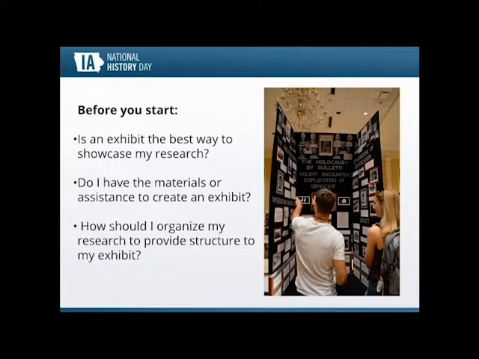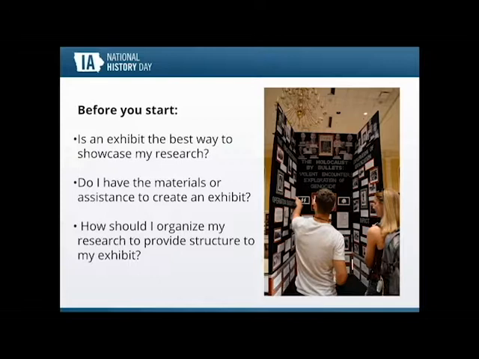All right, so before you get started building an exhibit, we want you to ask yourself a couple questions. Is an exhibit the best way to showcase my research and my topic? Do I have the materials or assistance to create the exhibit? How should I organize my research to provide structure to my exhibit? So Andrew, can you kind of share with students what are some best ways to prepare your research and building an exhibit, or maybe some things they should think about before designing and building?